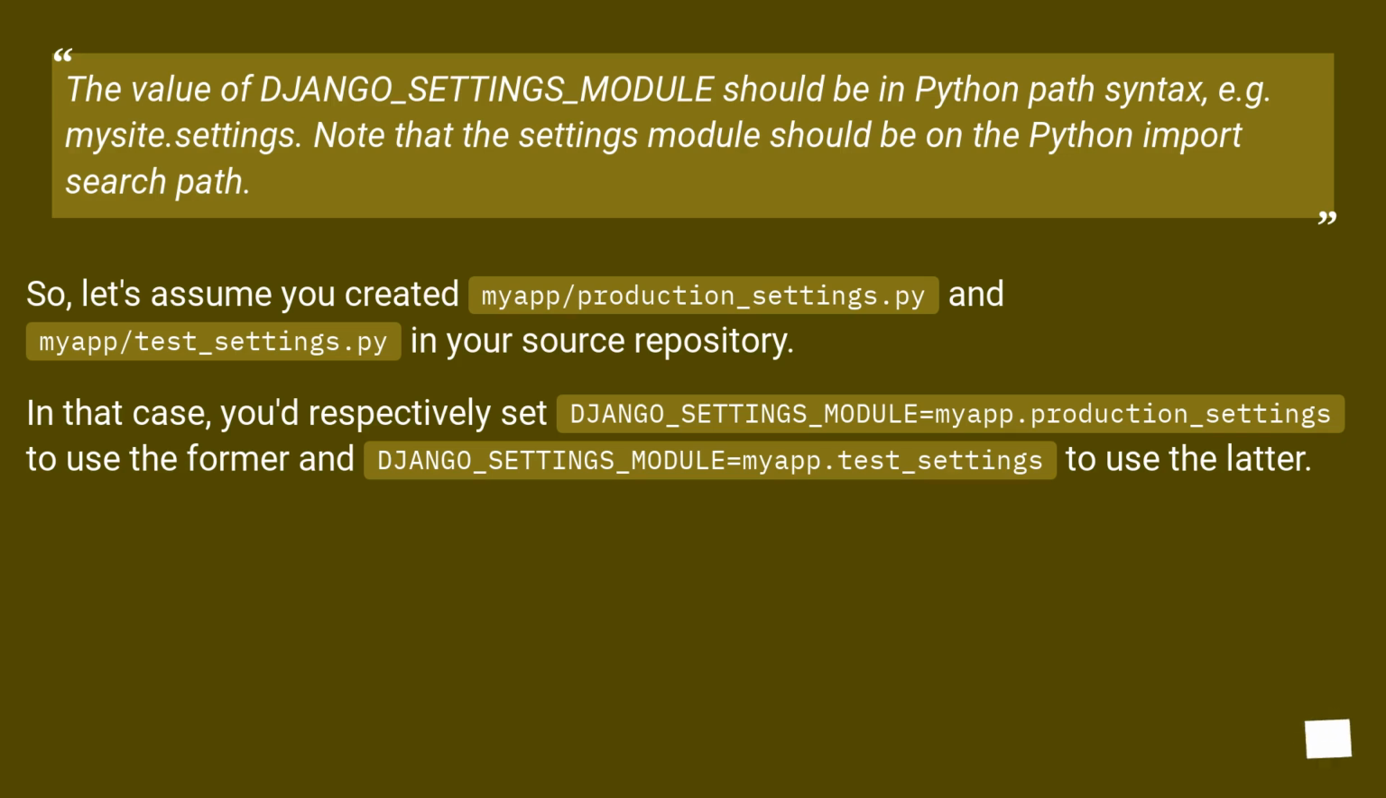In that case, you'd respectively set DJANGO_SETTINGS_MODULE equals myapp.production_settings to use the former and DJANGO_SETTINGS_MODULE equals myapp.test_settings to use the latter.